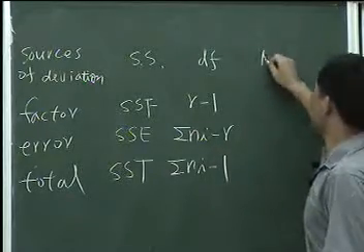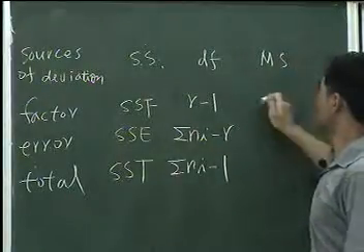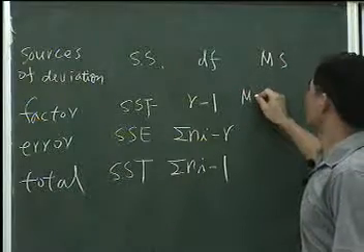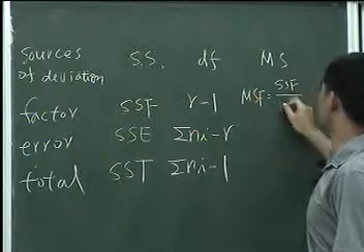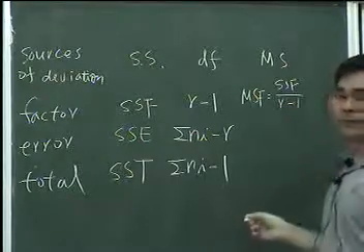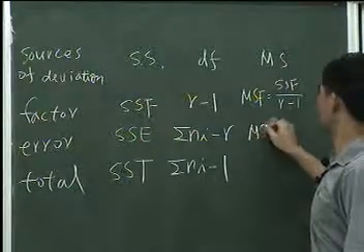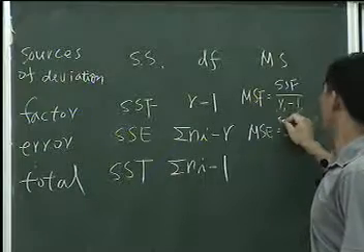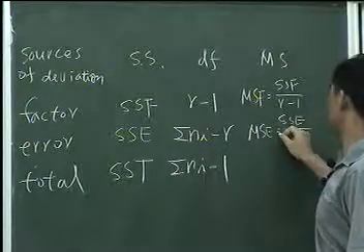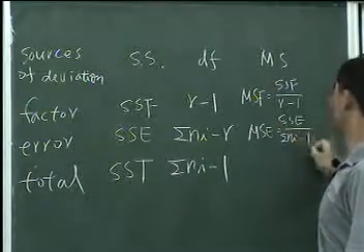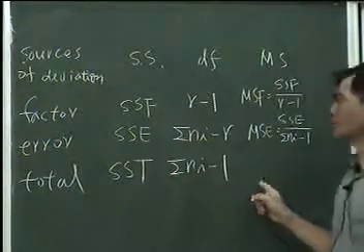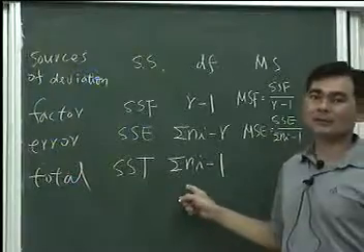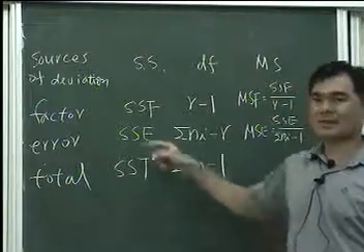And then you get to the MS part. So how are you going to get MSF? MSF is equal to SSF divided by R minus 1. And then MSE is equal to SSE divided by summation Ni minus R. So basically, this is the table you have to remember, okay? You need to memorize all this, but it's not that difficult.